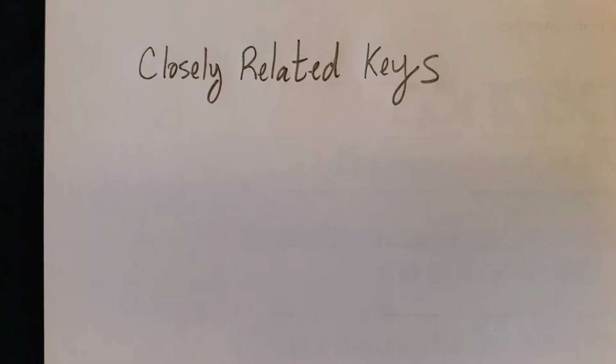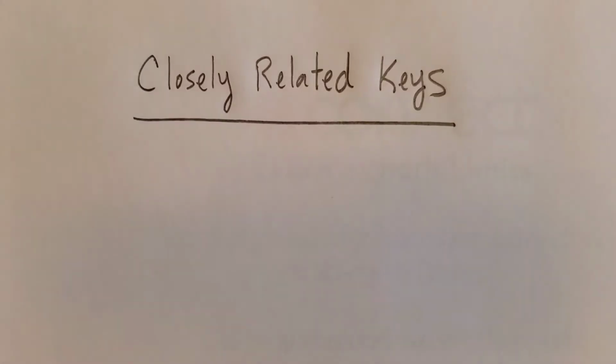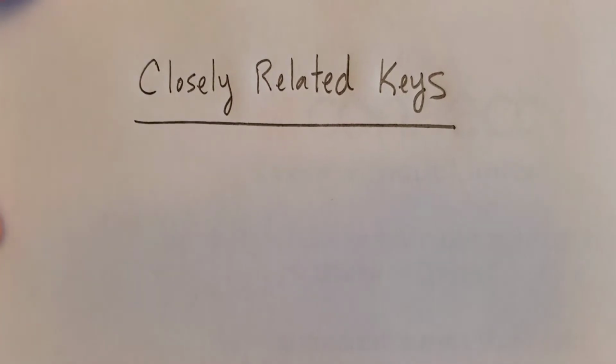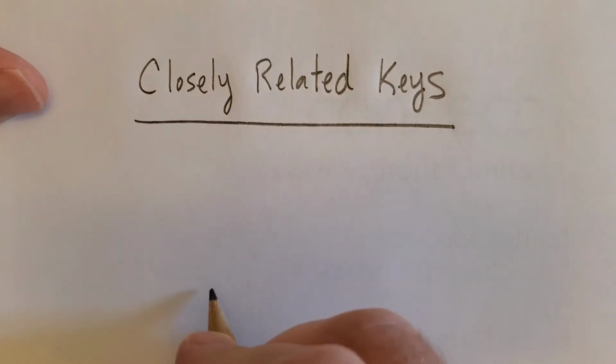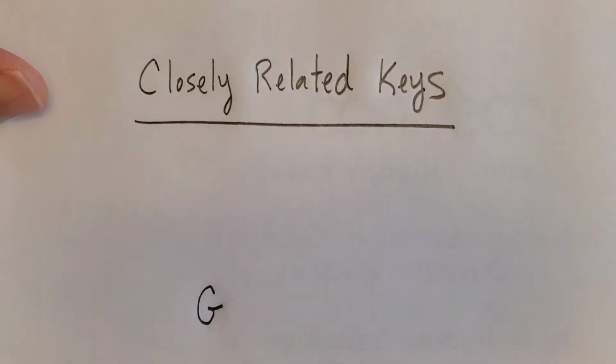So let's start our discussion with closely related keys. Closely related keys are keys that have the same key signature or one accidental less or one accidental more, depending on where you are in the circle of fifths. Let's take G major as our example.